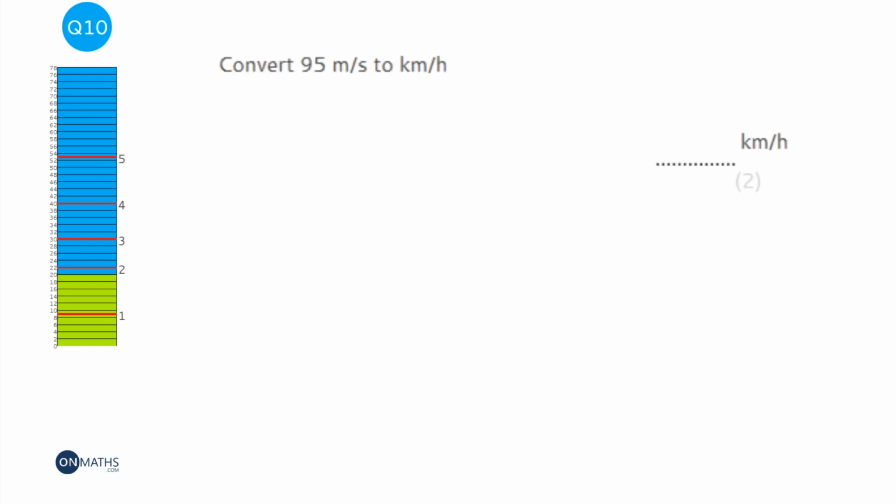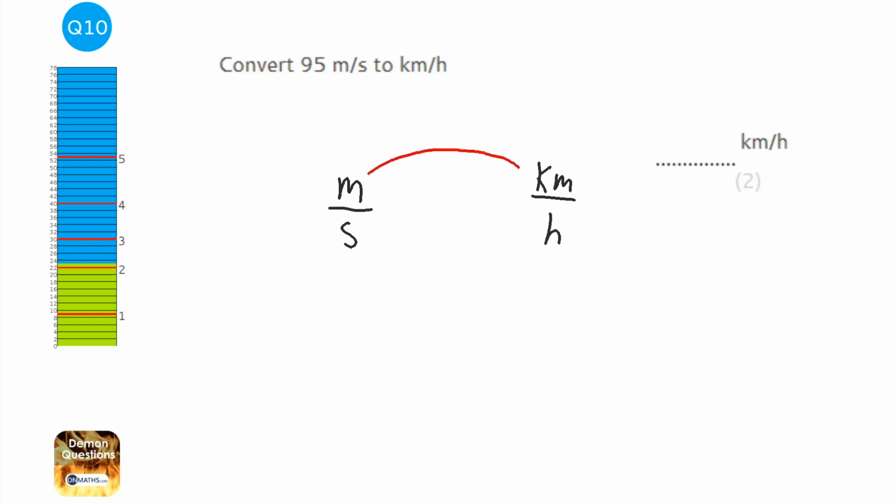Okay, so this question seems quite simple, but it's not as simple as it looks. So we've got meters over seconds, or meters per second, and we've got kilometers per hour. Now, to get from meters to kilometers, we divide by 1,000, and that's nice and easy. Okay, so if we had 1,000 meters, that would be 1 kilometer.